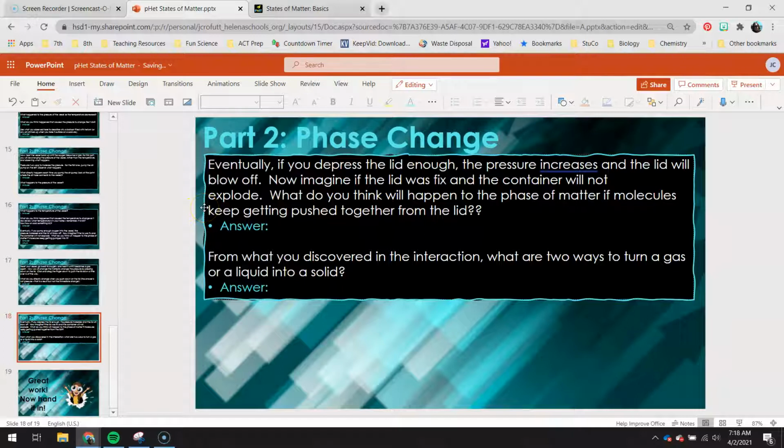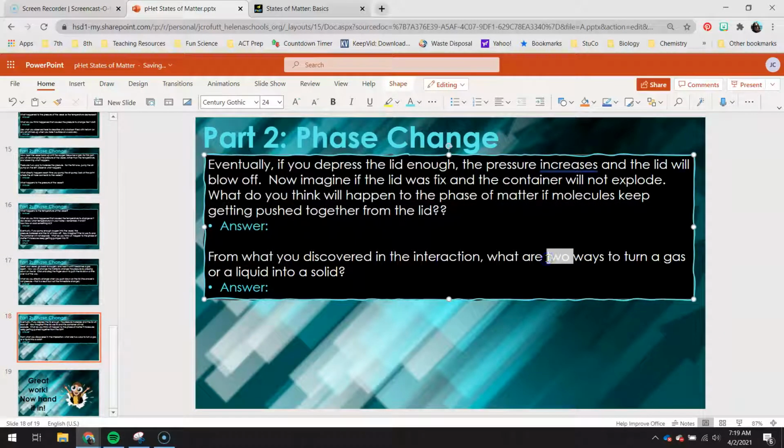Now imagine if the lid was fixed and the container will not explode. What do you think will happen to the phase of matter? This is the same question that we just asked looking at pumping air in. So what will happen? What will those molecules be forced to do? And from what you discovered in the interaction, what are two ways to turn a gas into a liquid or a solid? You already know one.